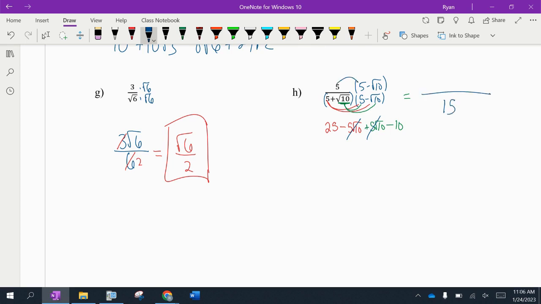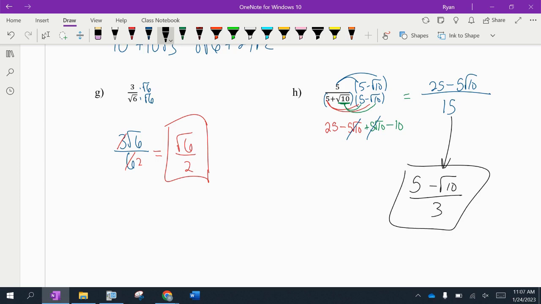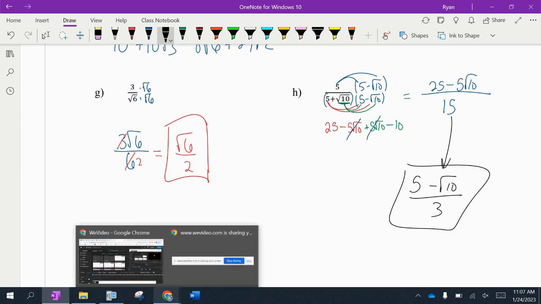In the numerator, distribute. 5 times 5 is 25. 5 times negative root 10 is negative 5 root 10. Is there anything that goes into 25 and 5 and 15? The answer to that is yes. Divide all of those by 5. So 25 divided by 5. This term divided by 5. And our denominator divided by 5 gets us to here. And that is our simplified answer for that last problem.